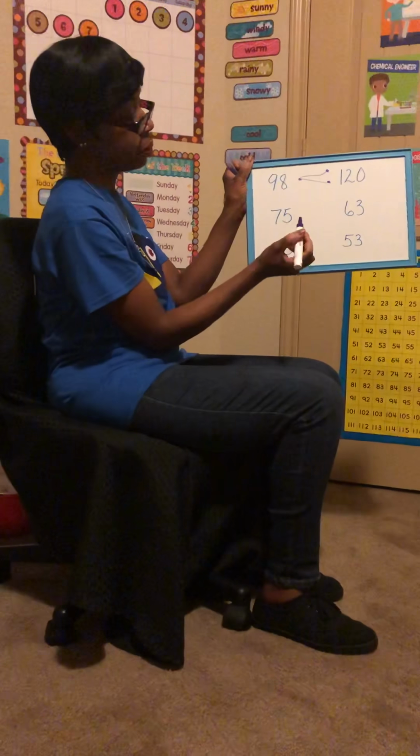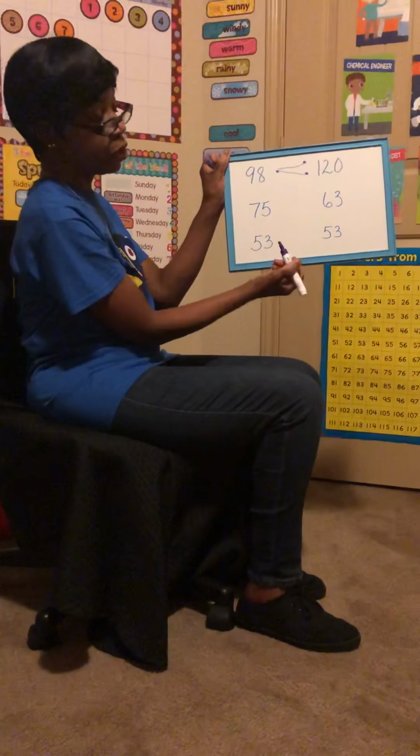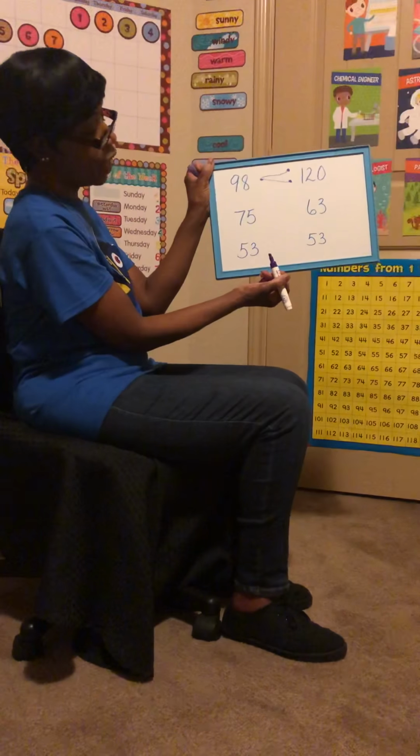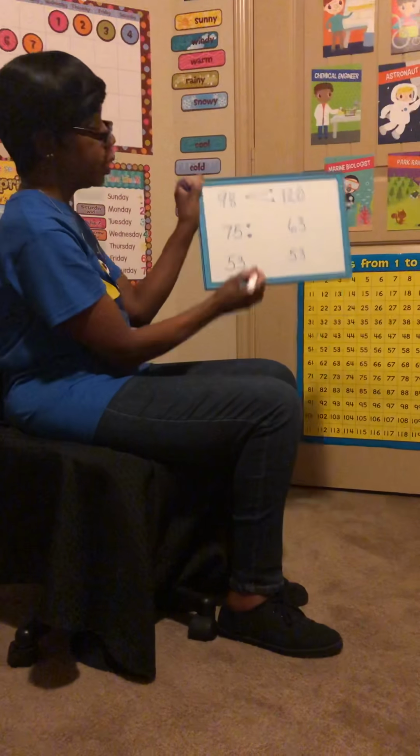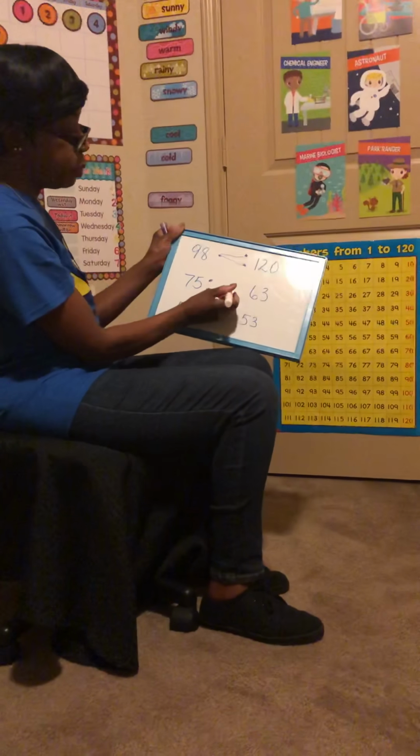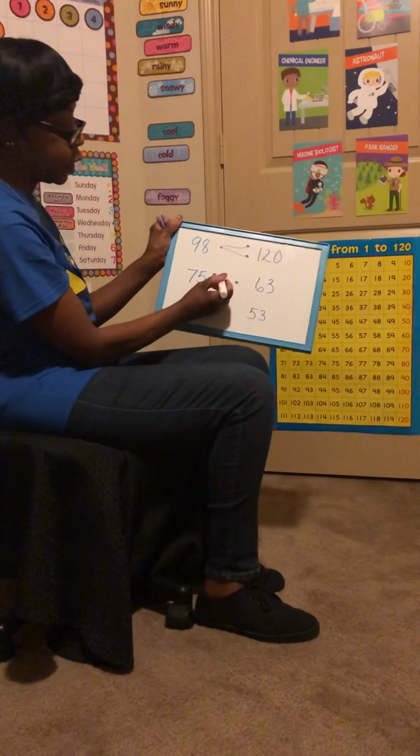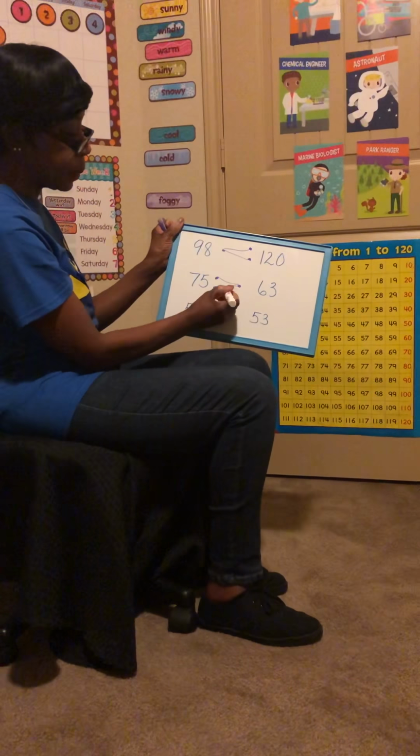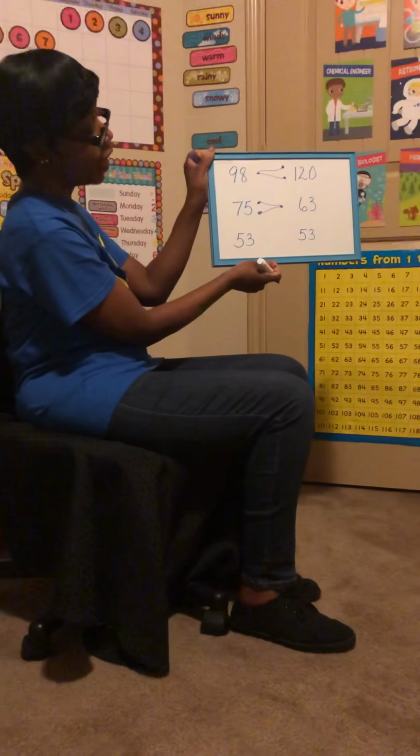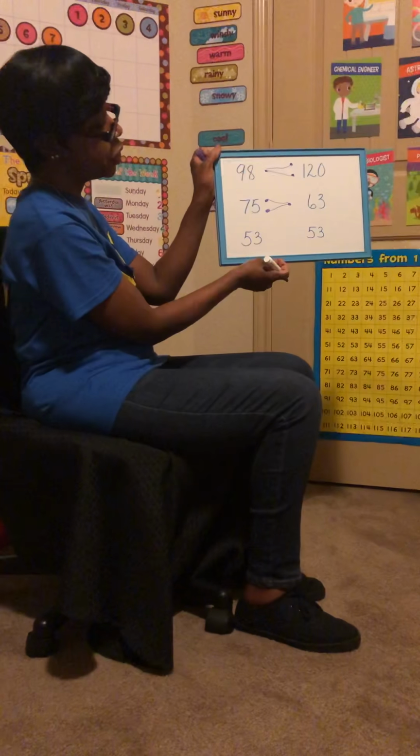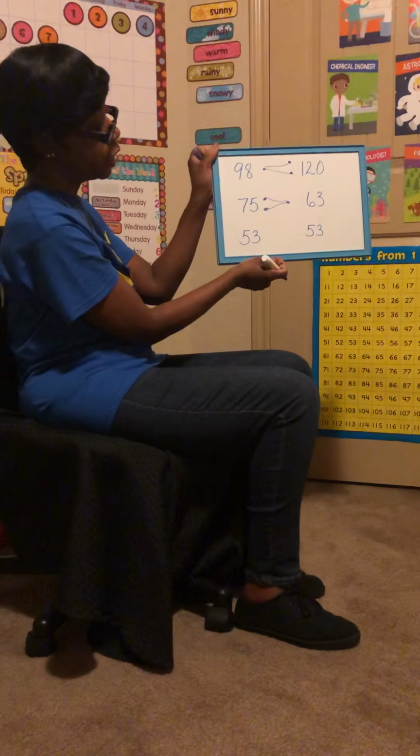So we're going to do another one. Which one of these is my biggest number? 75. I'm going to put two dots. 63 is my smallest number. I'm going to put one dot. I'm going to connect the dots. When I connect the dots, I have 75 is greater than 63. Let's look at the next one.